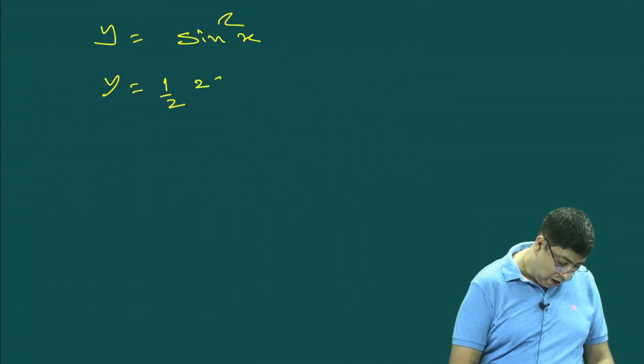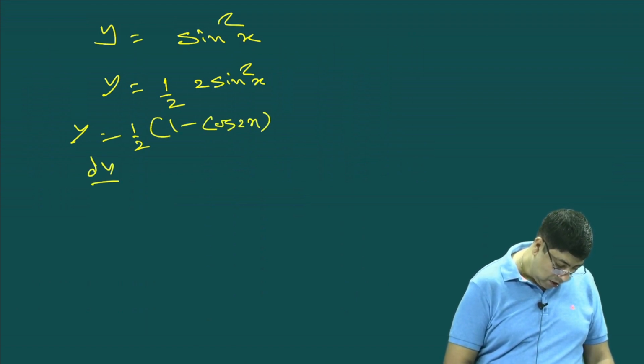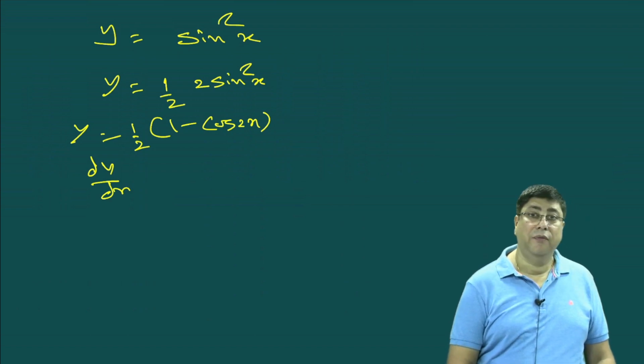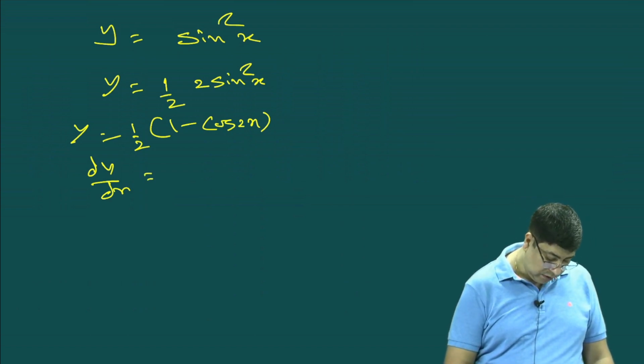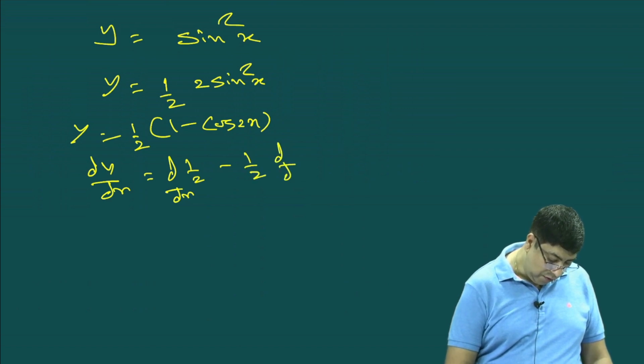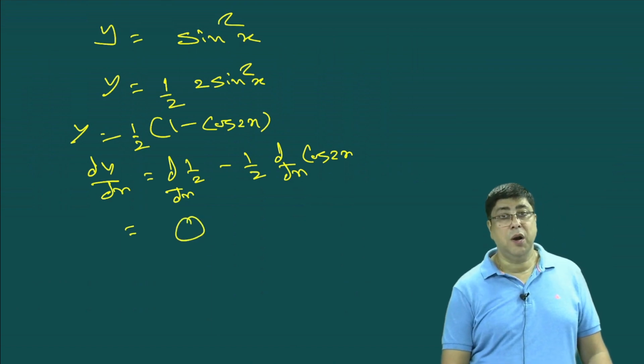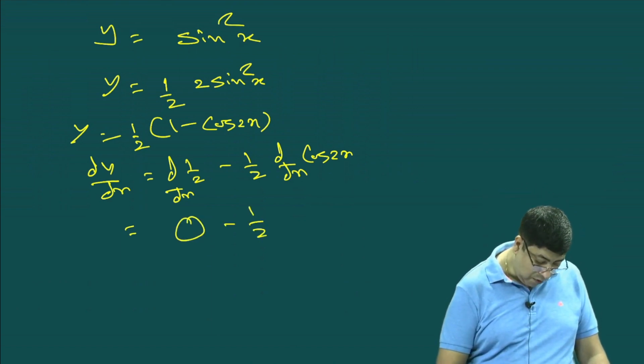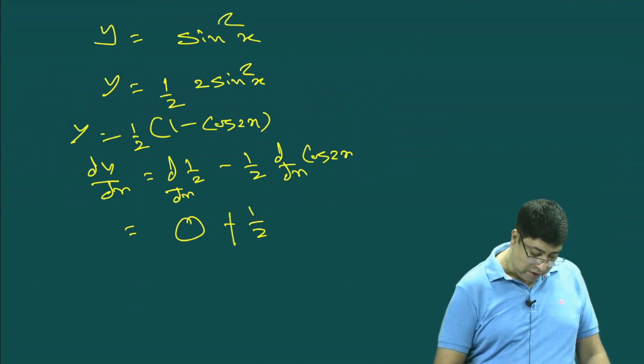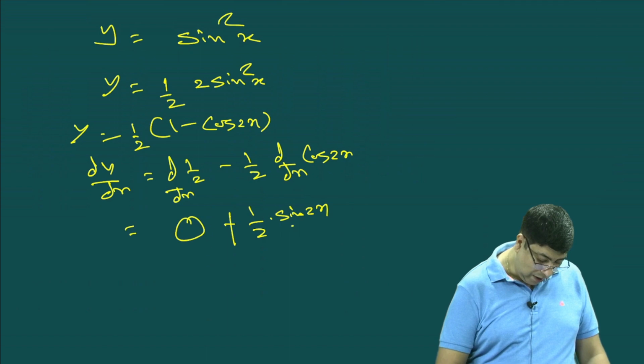Sin square x equals (1 minus cos 2x) by 2, if you have done the multiple angle, you must know that. Therefore, applying d dx, I am separating it: d dx of half minus half outside d dx of cos 2x. The derivative of half is 0, since half is a constant, and minus half cos 2x gives minus, one more minus, sin 2x by 2, therefore sin 2x by 4.